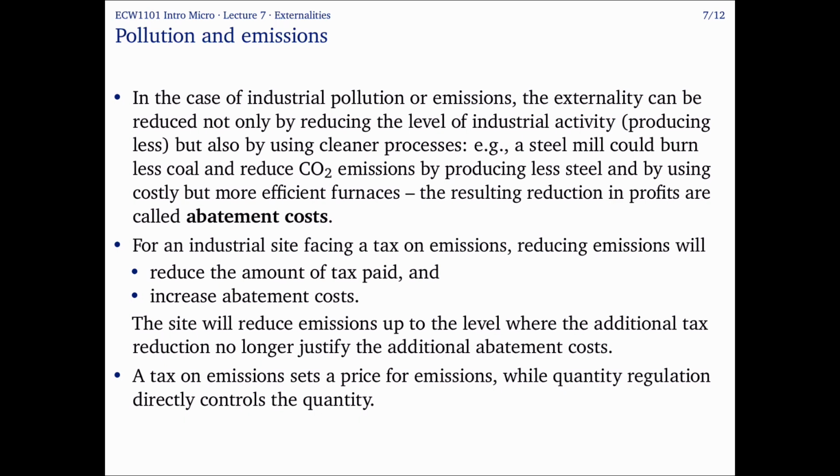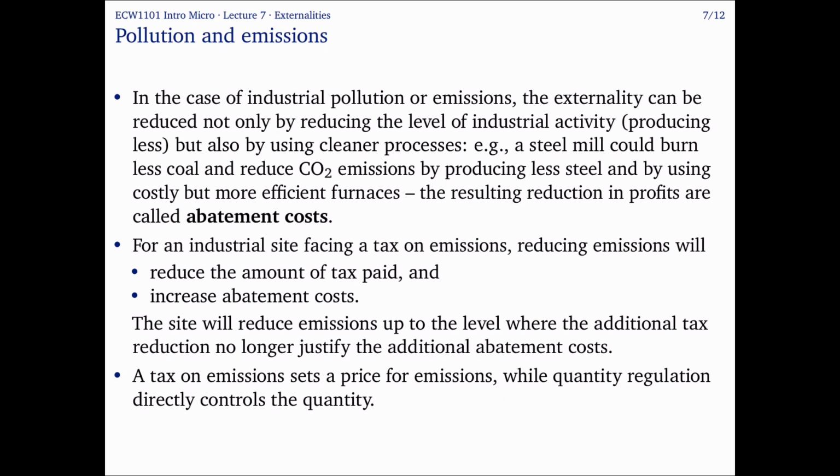Another way of doing it is by changing the technology that you're using. So instead of burning coal using old plants, you can install all kinds of filters. You can use more efficient furnaces that burn less coal to generate the same amount of heat. And that will generate less CO2, for example. Yeah. So for pollution, and some other kinds of externalities, there are two ways.